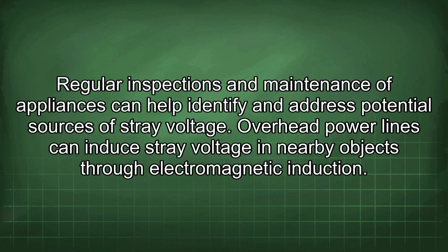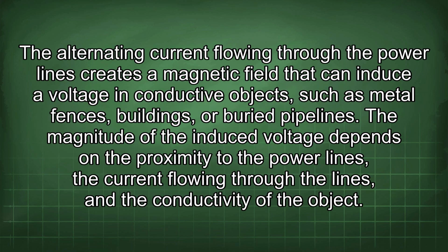Overhead power lines can induce stray voltage in nearby objects through electromagnetic induction. The alternating current flowing through the power lines creates a magnetic field that can induce a voltage in conductive objects, such as metal fences, buildings, or buried pipelines. The magnitude of the induced voltage depends on the proximity to the power lines, the current flowing through the lines, and the conductivity of the object.